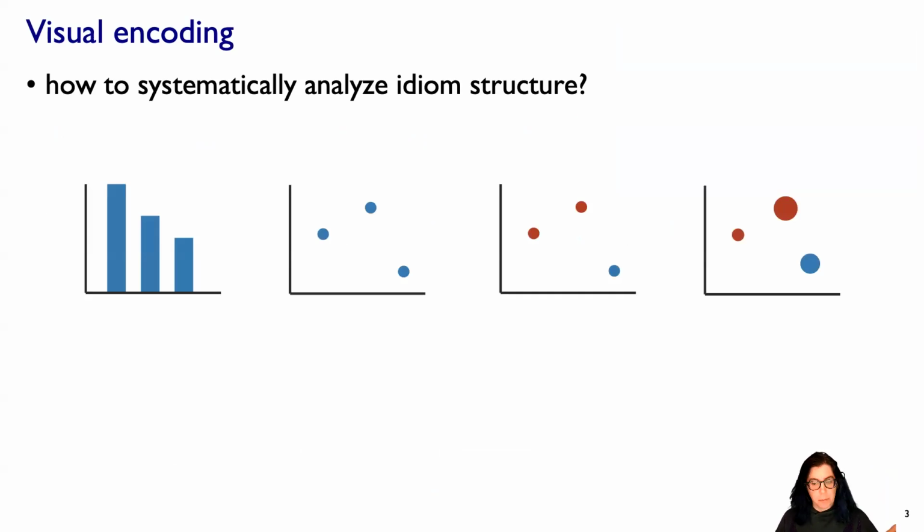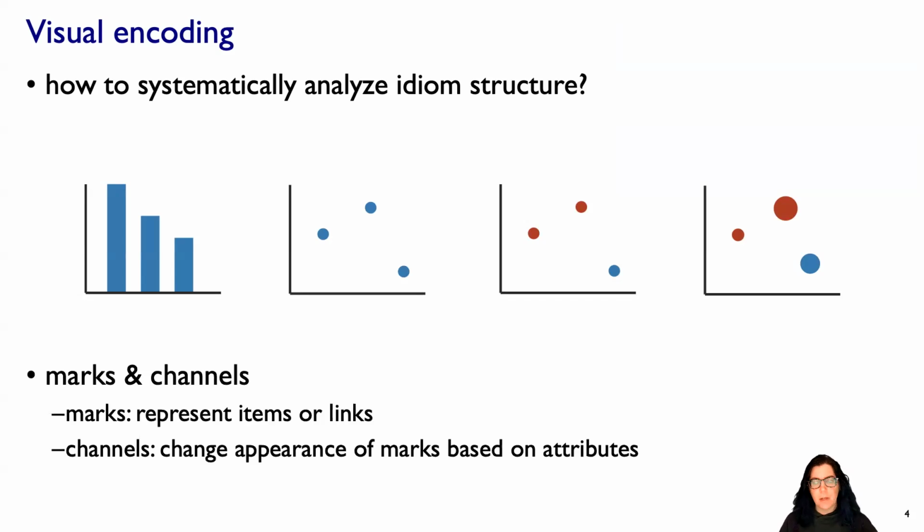Well, let's start by looking at some really basic chart types, right? Bar charts, scatter plots. How could we systematically analyze this kind of structure? We're going to use this idea of marks and channels. And with marks, we want to represent items or links in our data. Remember, we talked about data abstractions, so I have this idea of items of data. And then we want to use channels to change the appearance of marks based on the attributes. Again, that was an idea we talked about back in the data abstraction section.